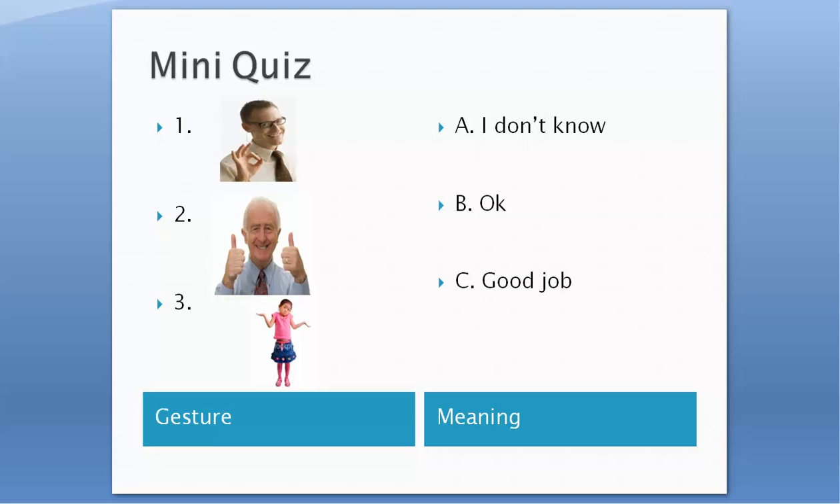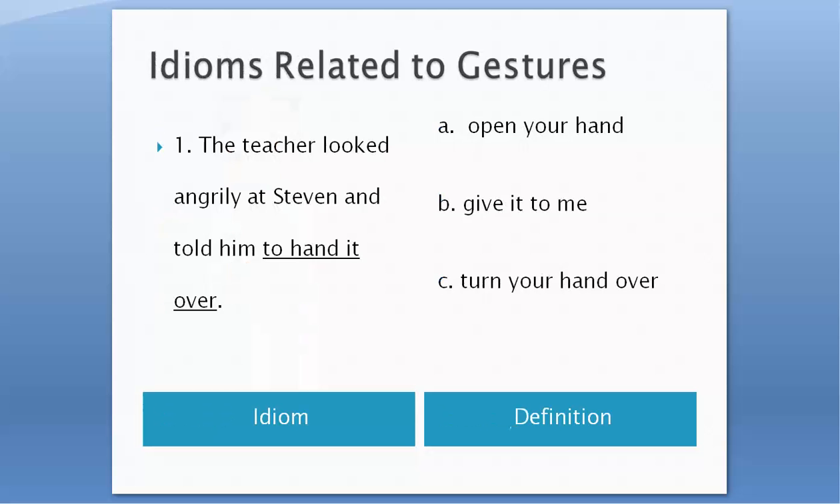Now, let's move on to some language. Let's look at idioms in English that relate to gestures. Okay, now let's read this first sentence. The idiom on the left side. The teacher looked angrily at Stephen and told him to hand it over. The underlined words "to hand it over" is an idiom.